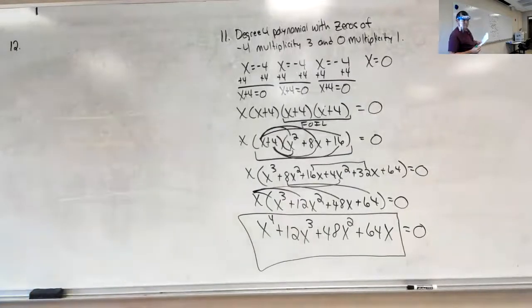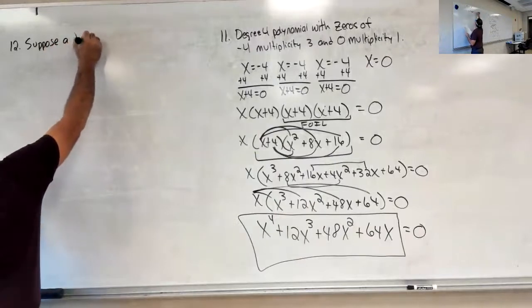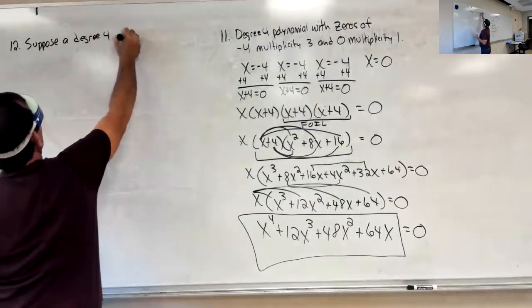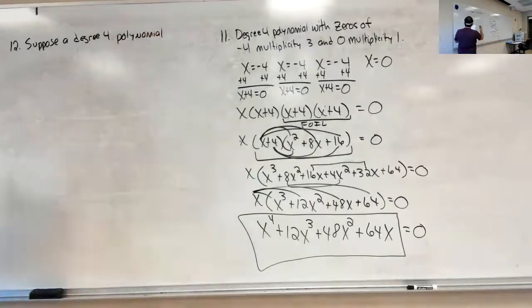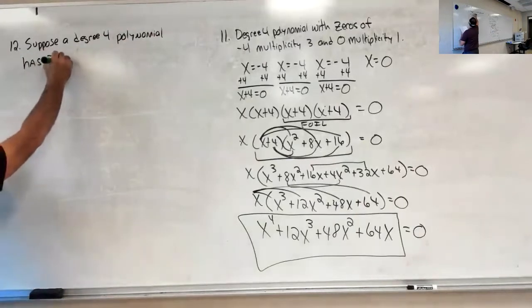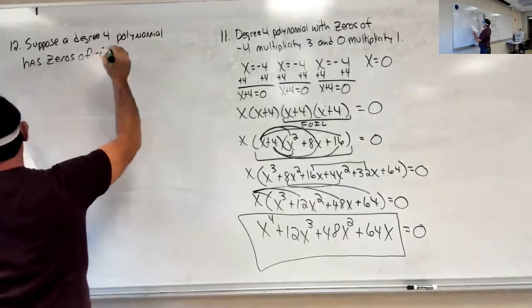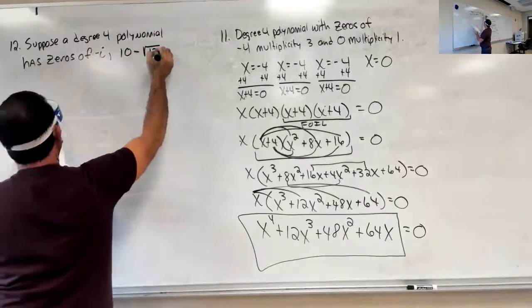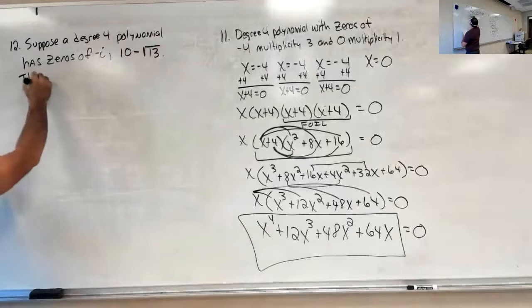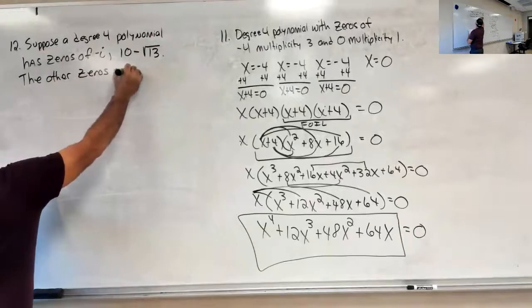So for my 12, suppose a degree 4 polynomial has zeros of negative i and 10 minus the square root of 13. The other zeros are blank.